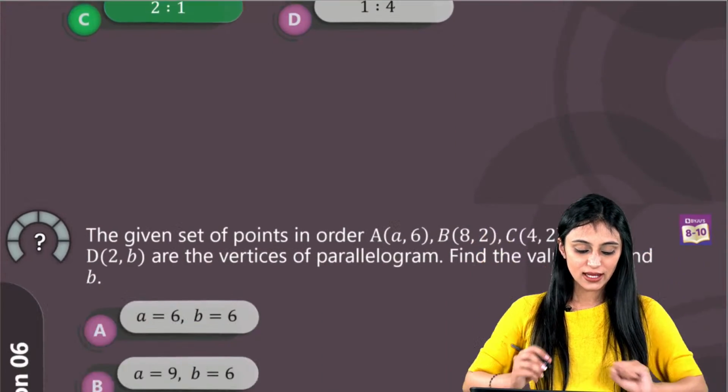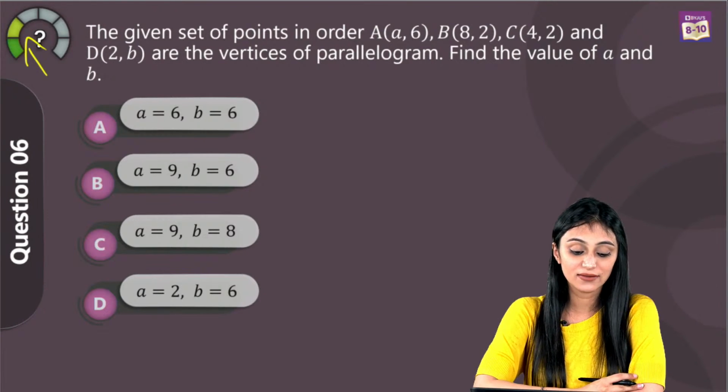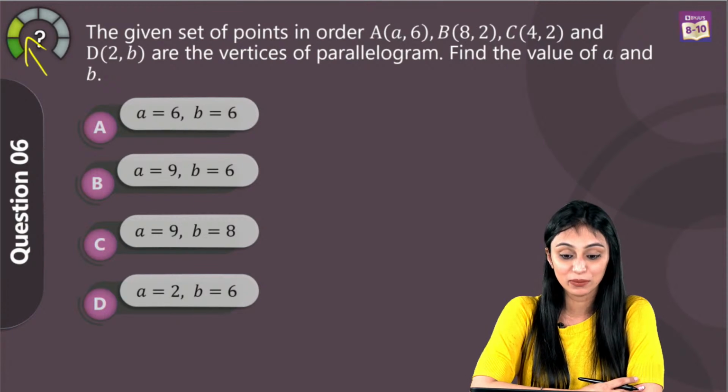Okay. Let's take a look at question number 6. And as you can see, this is an easy one. The given set of points in order A(a, 6), B(8, 2), C(4, 2), and D(2, b) are the vertices of a parallelogram. Find the values of a and b.